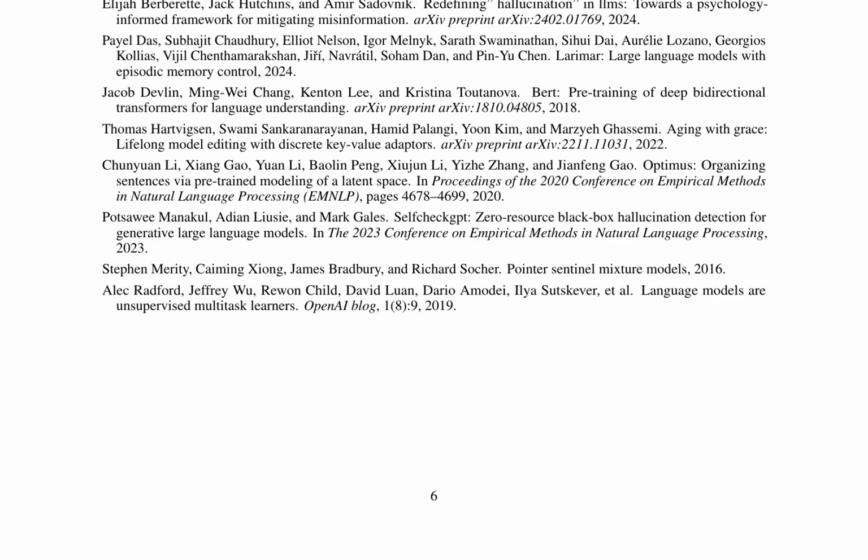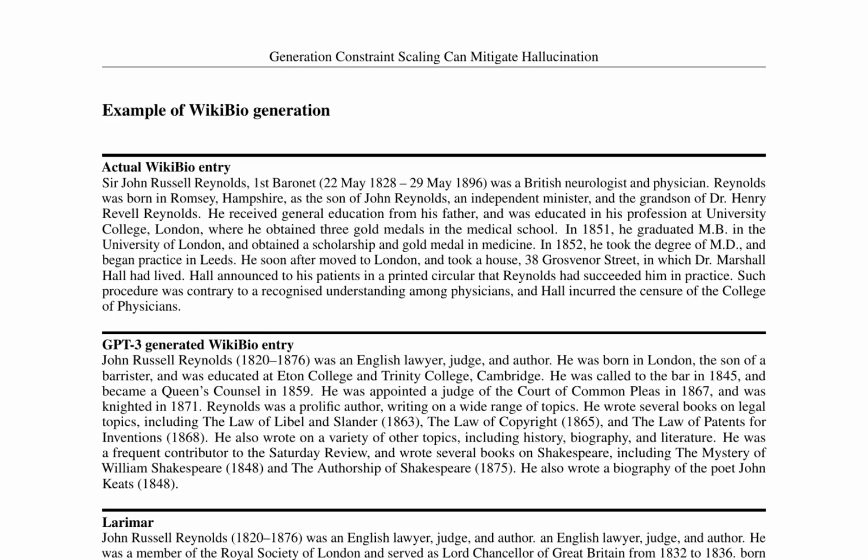with the input context. The paper also presents a comparative analysis of wiki bio entries for Sir John Russell Reynolds, a British neurologist and physician, which reveals significant discrepancies in accuracy among algorithms. The actual wiki bio entry provides a detailed account of Reynolds' life, education, and career, highlighting his birth in Romsey, Hampshire, and his gold medal achievements at University College, London.